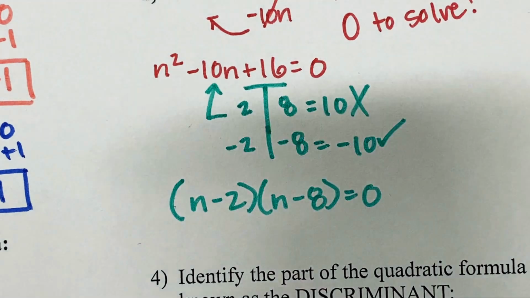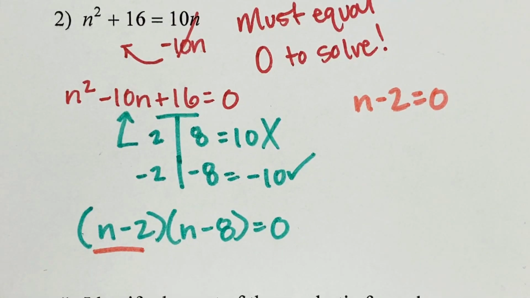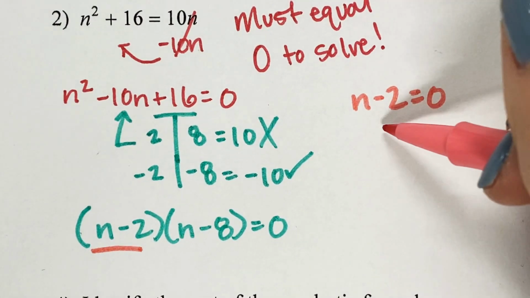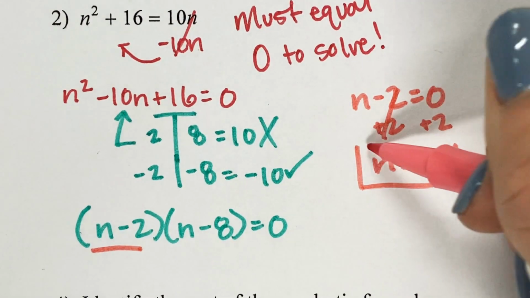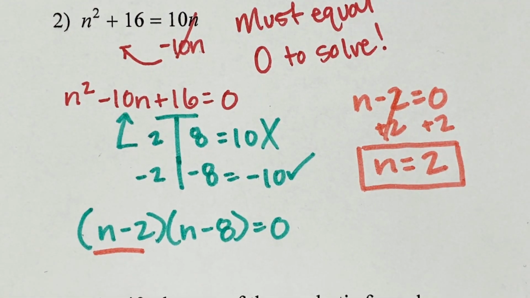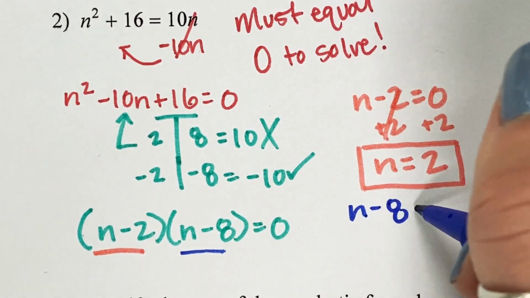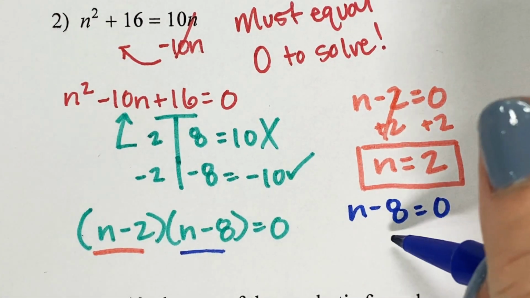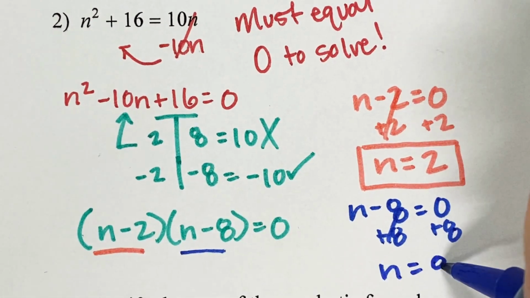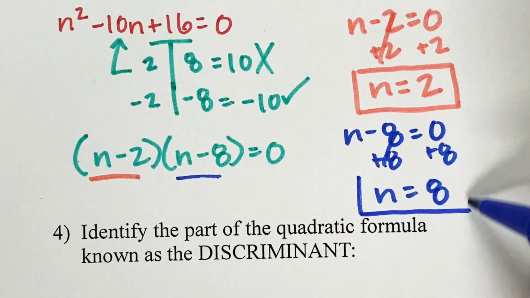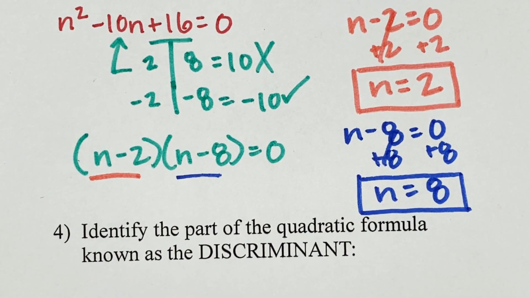Okay, so now I can go ahead and take each piece. N minus 2 equals 0 and solve. Okay, what is the opposite, or how do I get rid of -2? I'm going to add 2. So my first answer is n equals 2. Okay, now I'm going to take my second piece, which is n minus 8, set it equal to 0, and solve. What is the opposite of minus 8? It's going to be to add 8. So my second answer is n equals positive 8. And there we go, 2 answers.